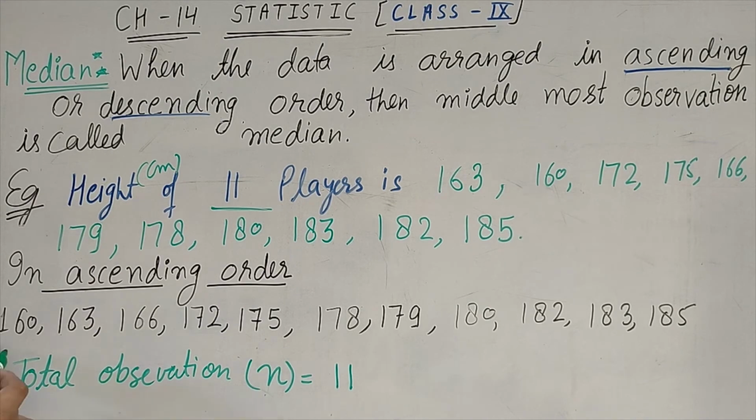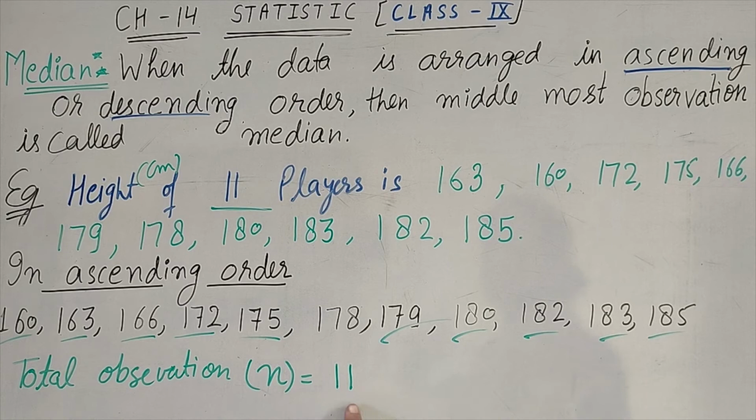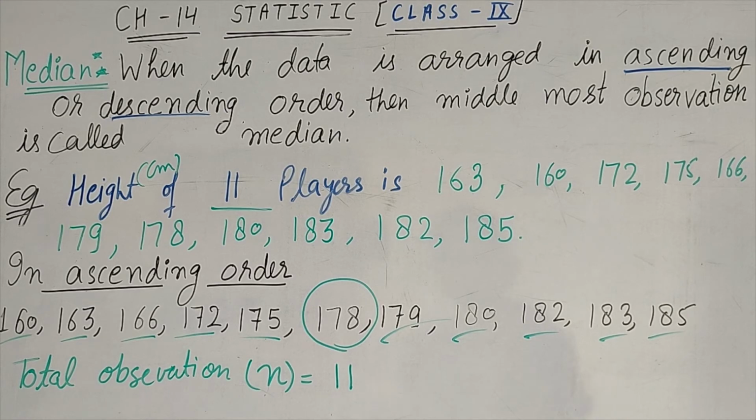So if we cancel 1, 2, 3, 4, 5 numbers from this side and 5 numbers from this side, a total of 11 numbers were there. So 5 we have left this side, 5 this side. So clearly the middle term is 178. Okay, so the median for this observation will be, median of what? What are we finding the median of? Median of height. Okay, so median height will be written. Median height is 178 centimeters. Okay, so this is for understanding.